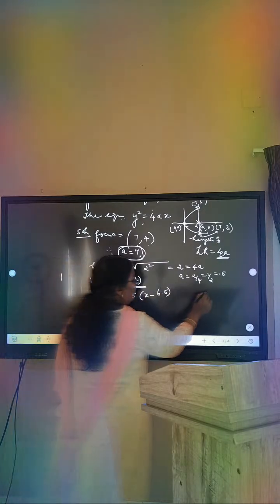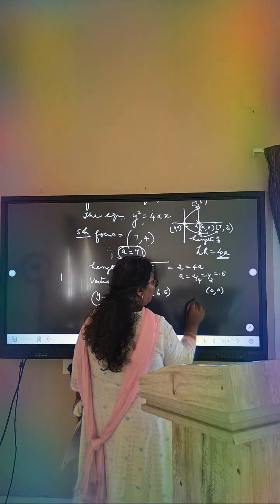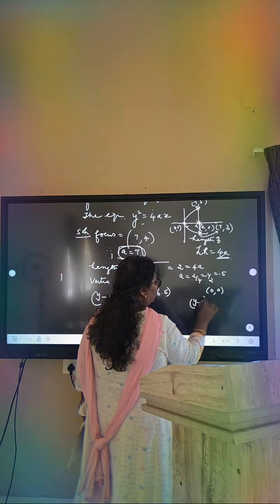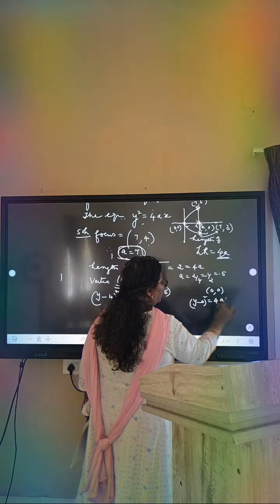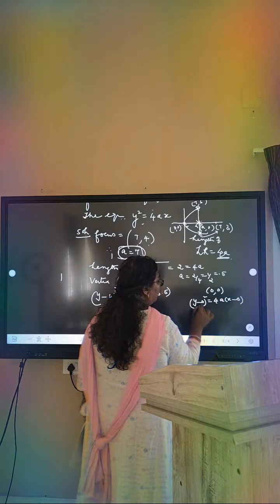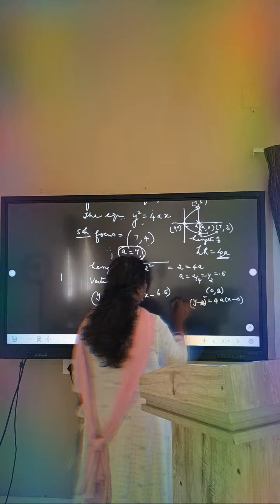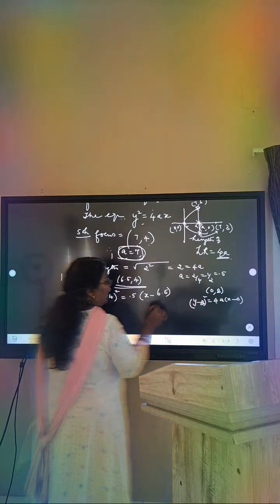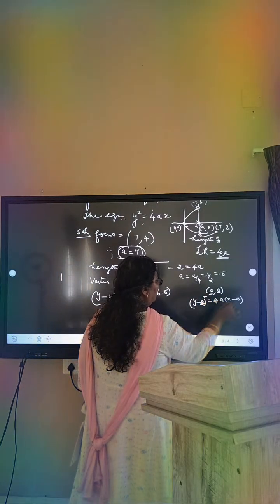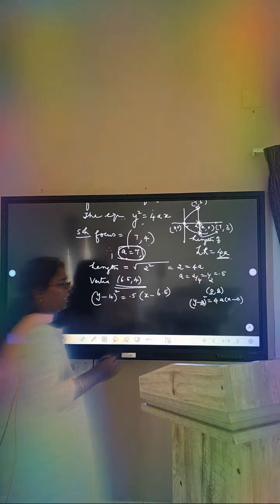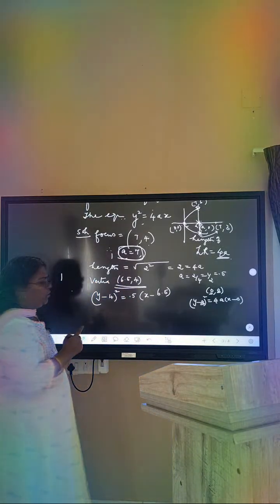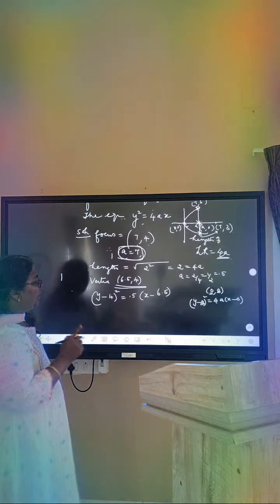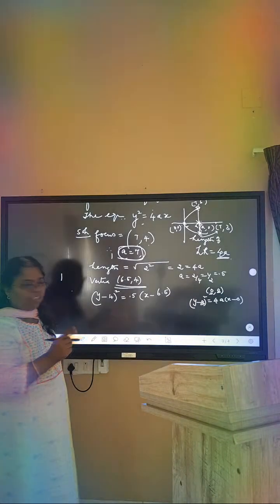For the vertex 0, 0, the equation of the parabola is y minus 0 the whole square is equal to 4a into x minus 0. But in the place of 0, you have 4, and in the place of this, you have 6.5, and therefore the equation of the parabola is like this: y minus 4 the whole square is equal to 0.5 into x minus 6.5.